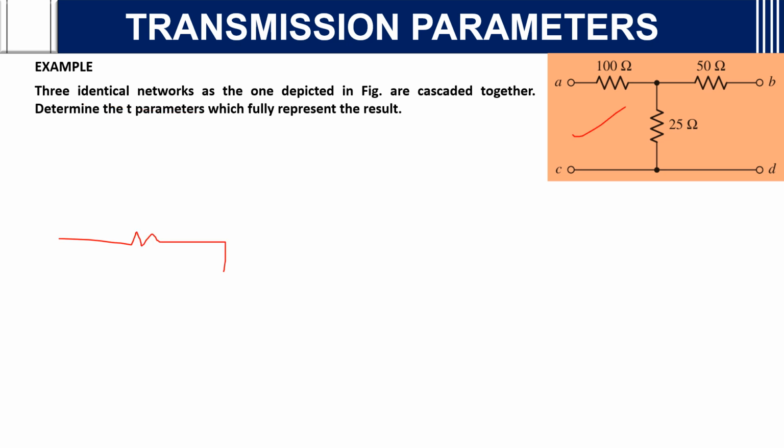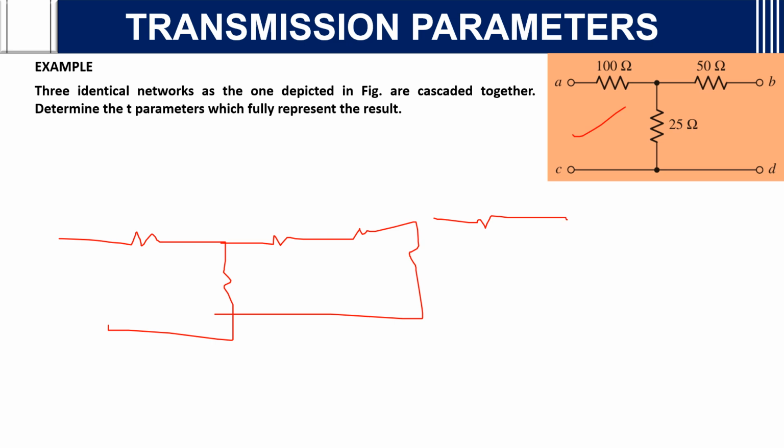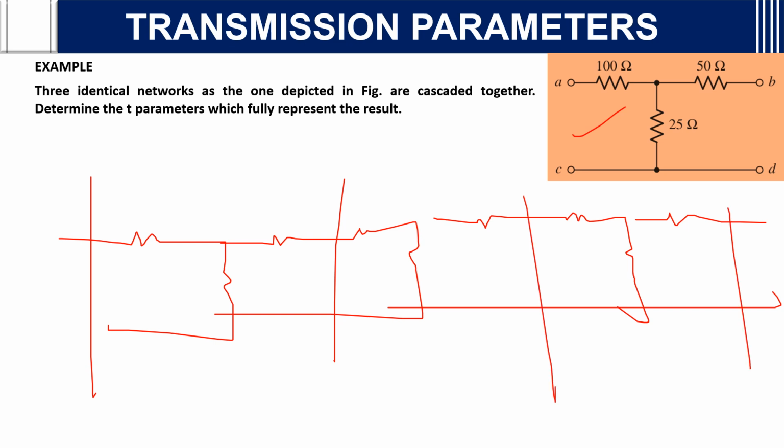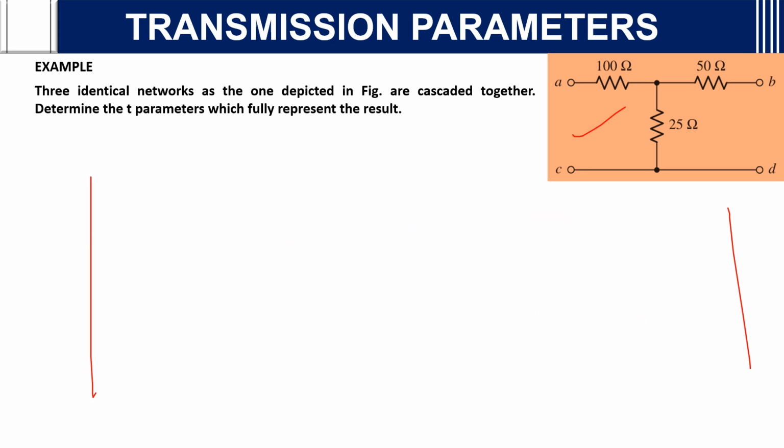If this is the network, again it is connected, again it is connected. Like this, in this form, 3 networks with the same parameters, identical, that is 100, 150, 25. Like this the given network is connected 3 times. So we need to find the T parameter for that cascade. If you find the T parameter only once, that is enough. The same matrix you can multiply 3 times so that you will get the T parameters.